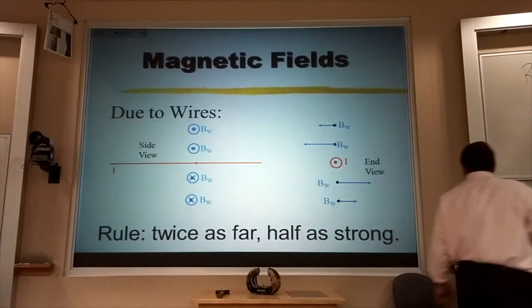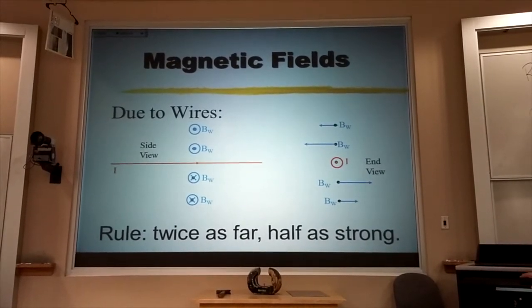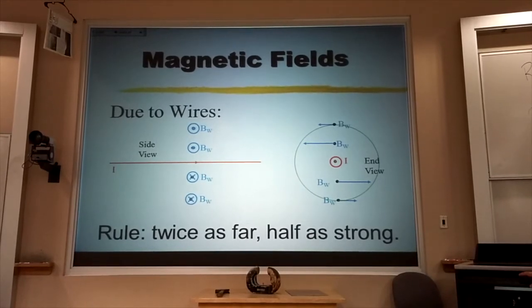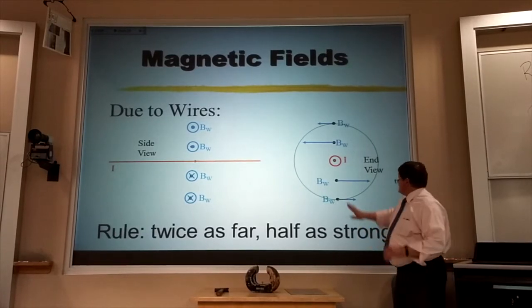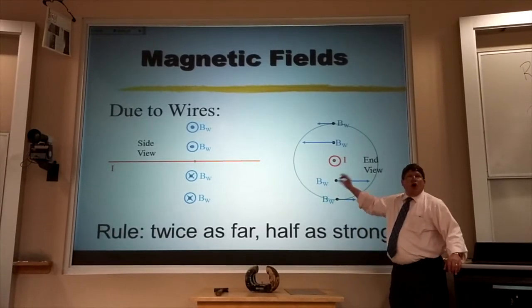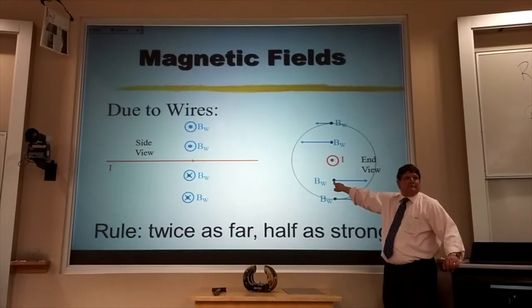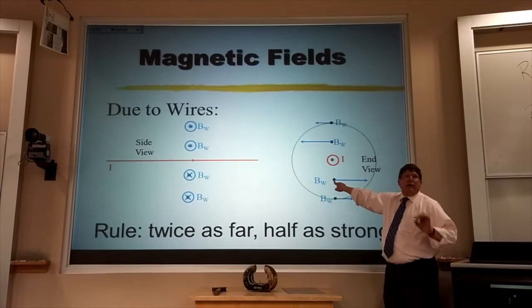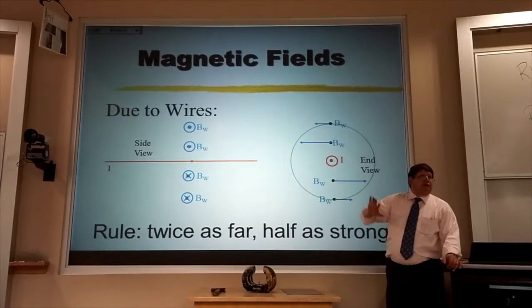Pretty much the only place. Now remember, those are tangent to the field line. Okay, the field line is the green circle, and this vector right here only tells me the magnetic field right at that dot. Okay, that's a magnetic field vector. The field lines paint the picture of the field everywhere.